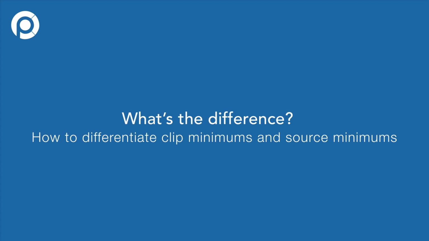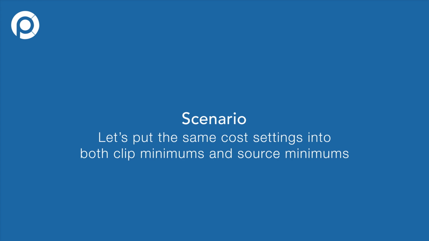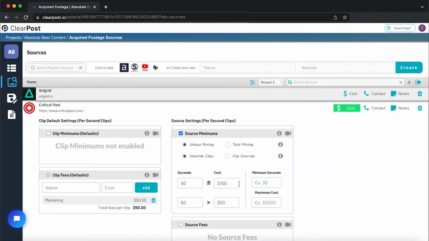To help you better determine when to use one over the other, I'm going to give you an example. We're going to put the same cost settings in both clip minimums and source minimums to show you that they might yield different results. So let's say we have the following: $100 per second for the first 30 seconds, and $30 per second for everything after that. It also has a minimum of 30 seconds.